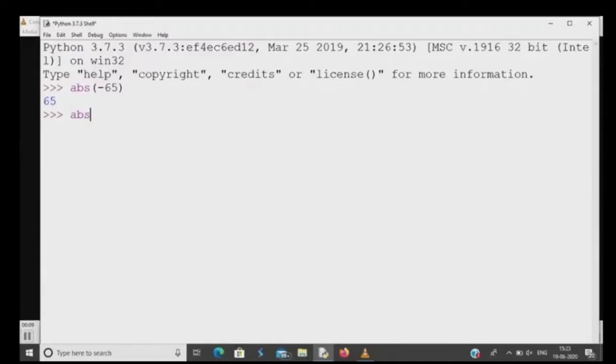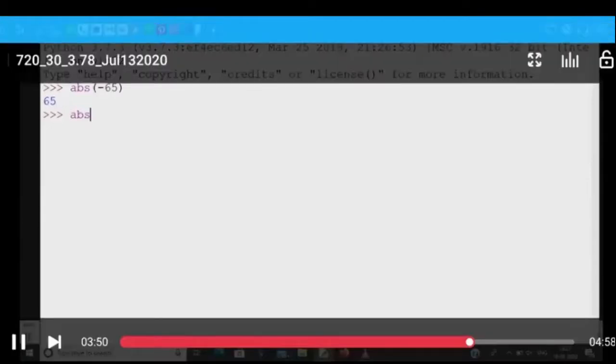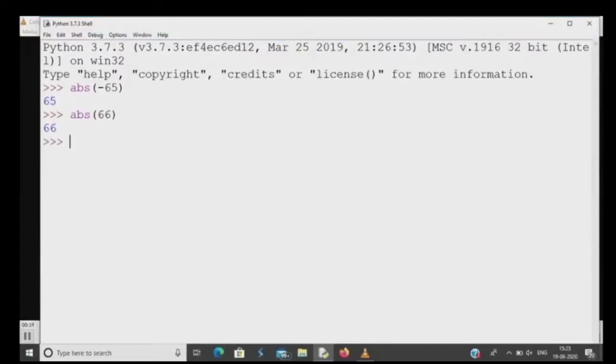You can see when I have written abs of minus 65, the negative symbol has been terminated. Same way, absolute value of 66 is 66.